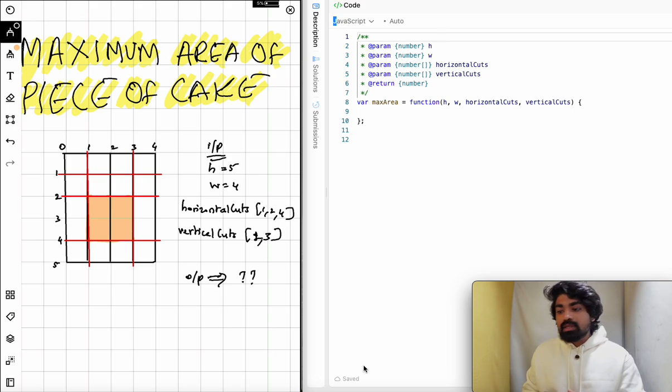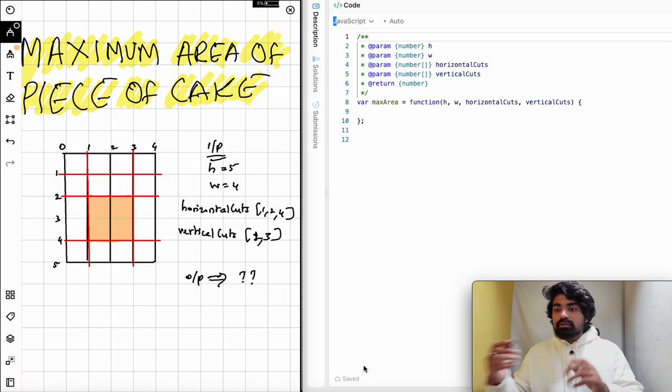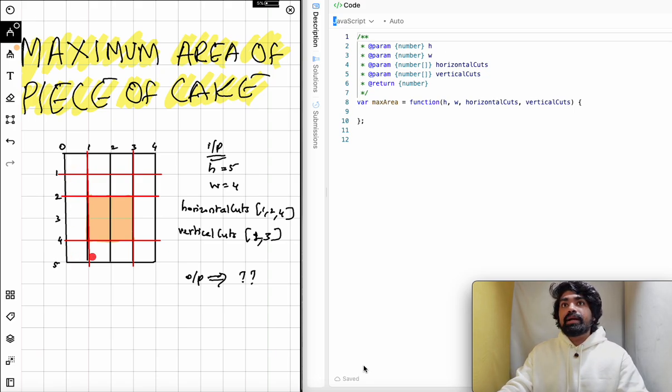problem statement is. So we are given a cake which is represented by this matrix, and we will be putting cuts into this cake with a knife, and we can either put cuts vertically or we can put the cuts horizontally, and each block in this cake is represented by an area of 1. So this is 1, this is 1, all these blocks are 1.